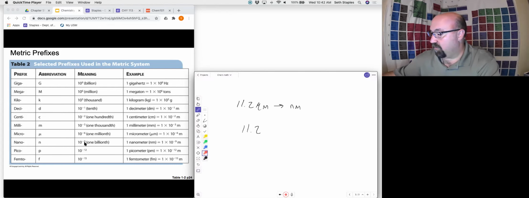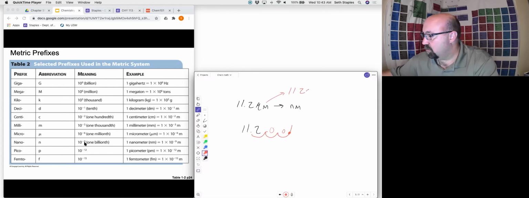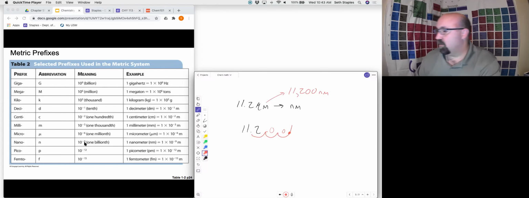And so we're going to move it to the right 3 places, 1, 2, 3. These little humps now, again, remember, are going to represent zeros. Here's our new decimal place. And so our conversion then is going to be, we get 11,200 nanometers.